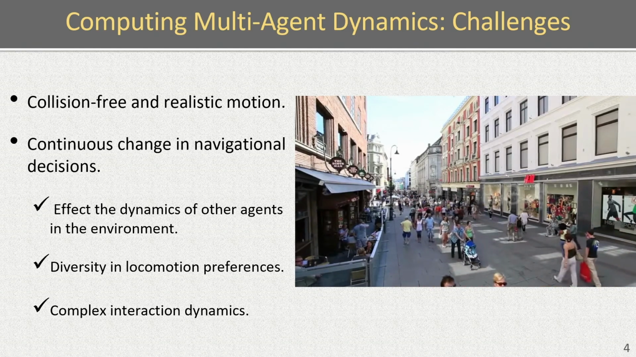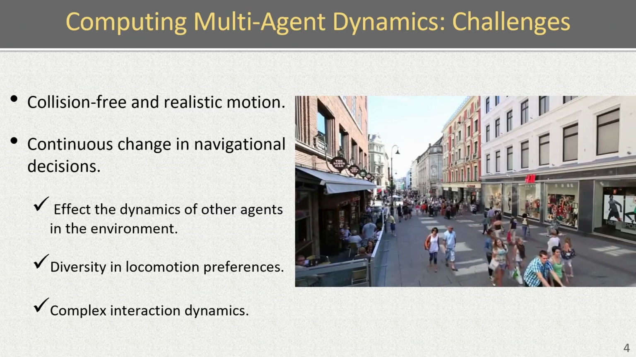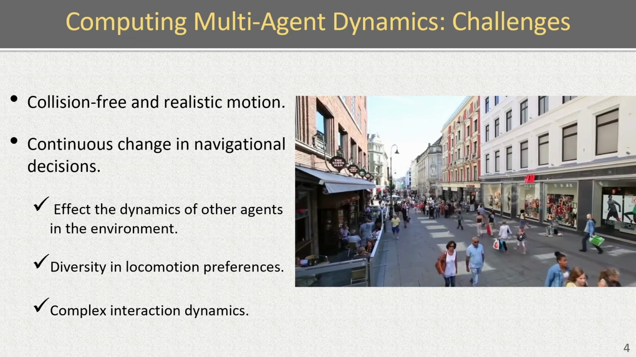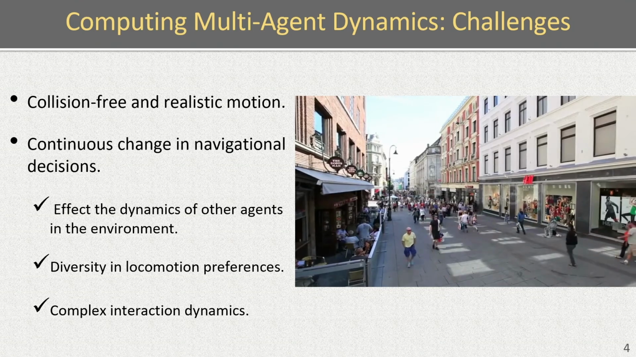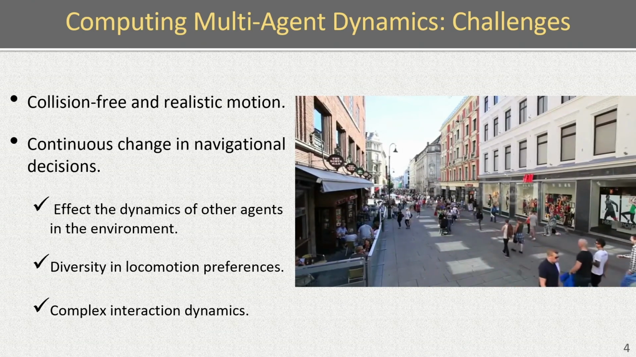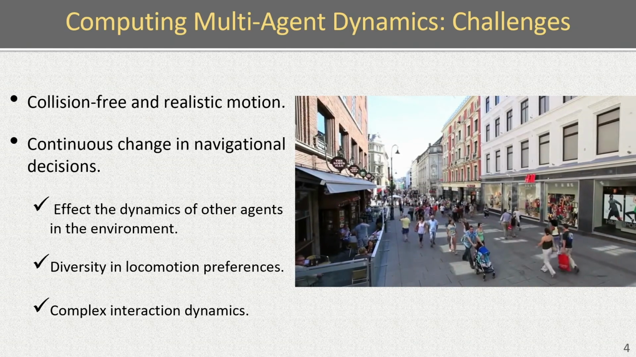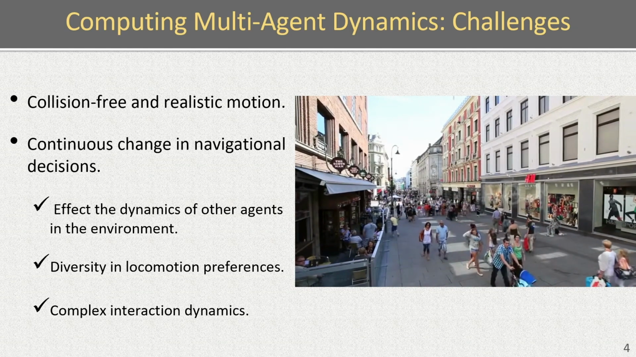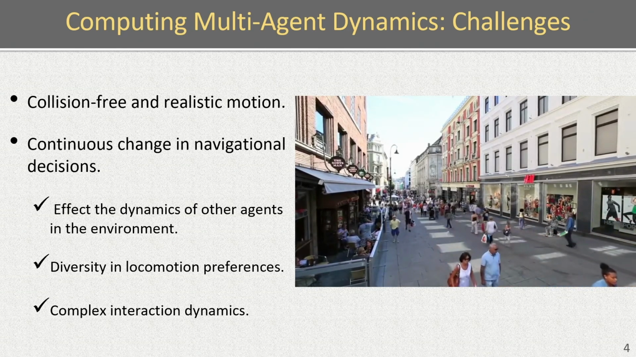The challenges in computing multi-agent dynamics are to ensure collision-free and realistic motion, because as you can see, there are definitely multiple crowds in the scene, and each has individual preference of moving. Someone may be running, someone may be walking slowly, and that makes the overall dynamics very complicated.